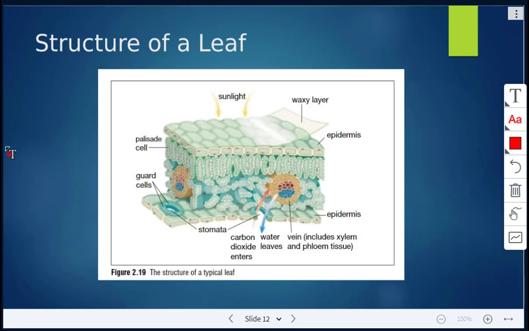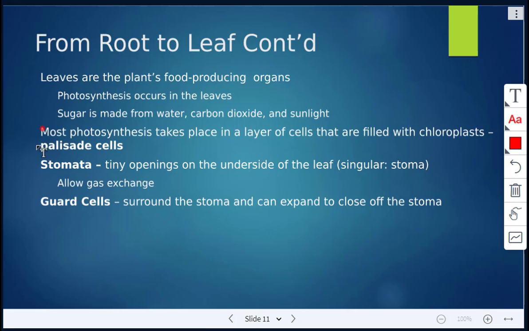So here should be the diagram, structure of a leaf, right? Top layer of the leaf, sunlight. This is where sunlight is landing on the leaf. We have the waxy layer on top, the epidermis, and this is that layer I was talking about. This layer is called the palisade layer. And like I said, that palisade layer with the palisade cells, that's where most photosynthesis is taking place.